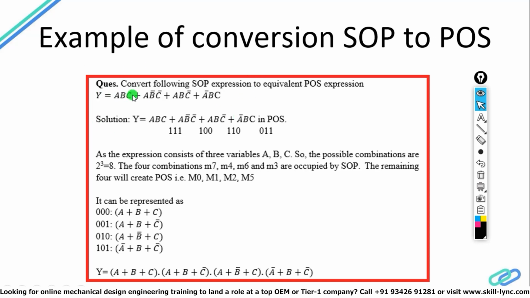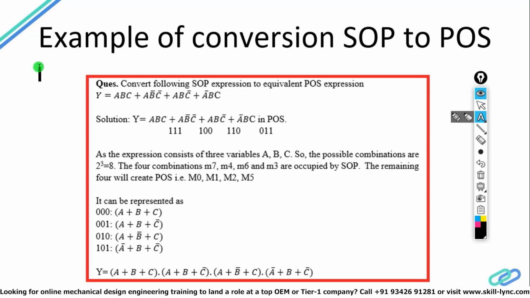The expression is ABC plus AB bar C bar. Here the product terms are there. Then we are summing up those product terms. So these are the product terms, and product terms are also known as min terms. So the min terms are ABC, A B bar C bar, A B C bar and A bar B C. So 3 variables are there, A, B, C.